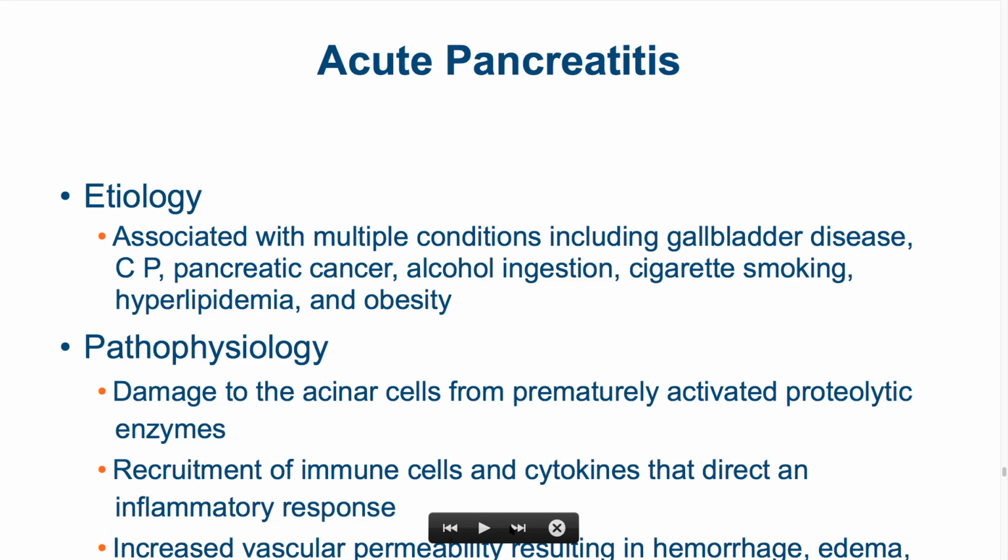40% of the cases are due to a gallstone passing into the bile duct and temporarily lodging at the sphincter of Oddi. Alcohol use accounts for 35% of the cases. The pancreas's exocrine function is to produce numerous zymogens that are activated after they're released into the duodenum.